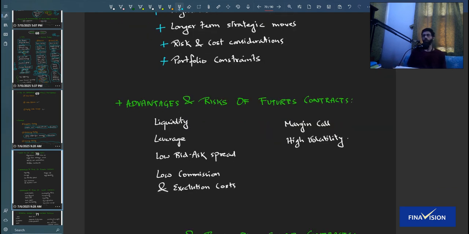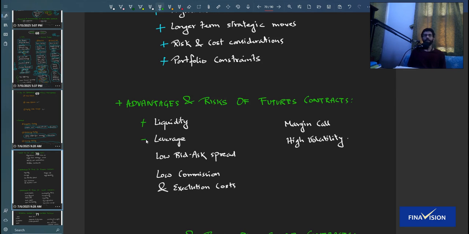So we have spoken about futures, options and swaps, right? Now we'll talk about advantages and risks of futures contracts. So first let us look at the advantages. First obvious advantage is liquidity. Derivatives are highly liquid instruments.